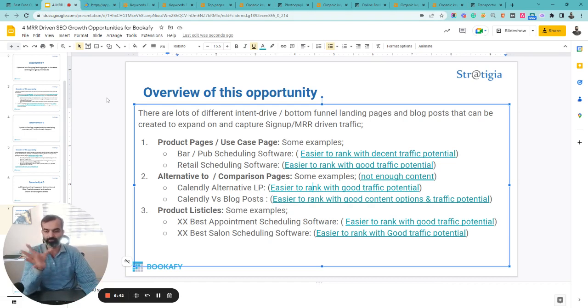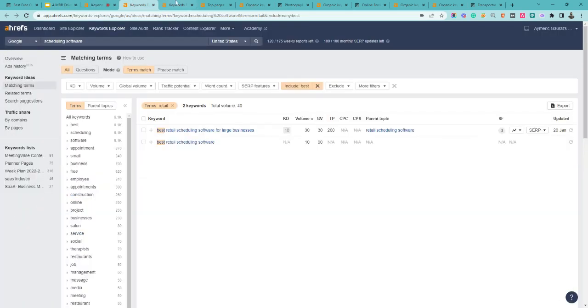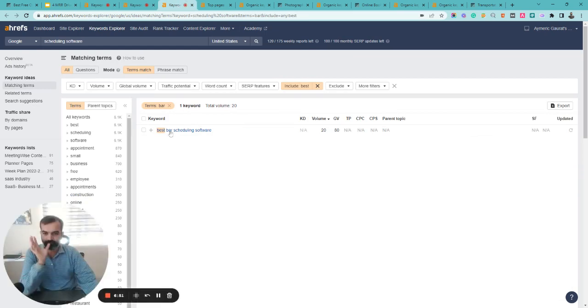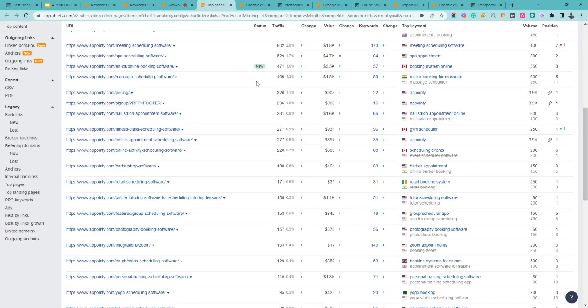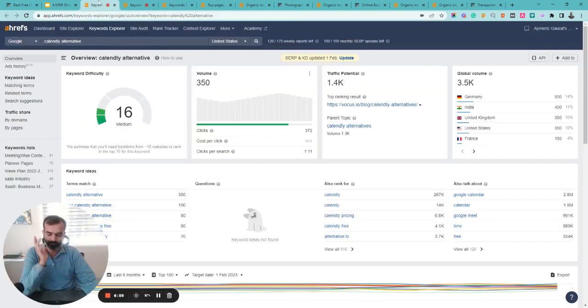All of these are relatively easier to rank with good traffic potential, and all of these are focused towards the bottom funnel and intent-driven traffic, where a potential prospect is actually searching for a product like Bookafy. If you look at these, there is not very high competition, though the traffic number is relatively less as well. But as we were talking earlier, it's not about the number of traffic or visitors, it's the quality of the traffic. There won't be a lot of people searching for pub scheduling software or bar scheduling software, but the quality is there. They are from a specific niche industry, and they are looking for a similar product. So that is why we have to have those pages.